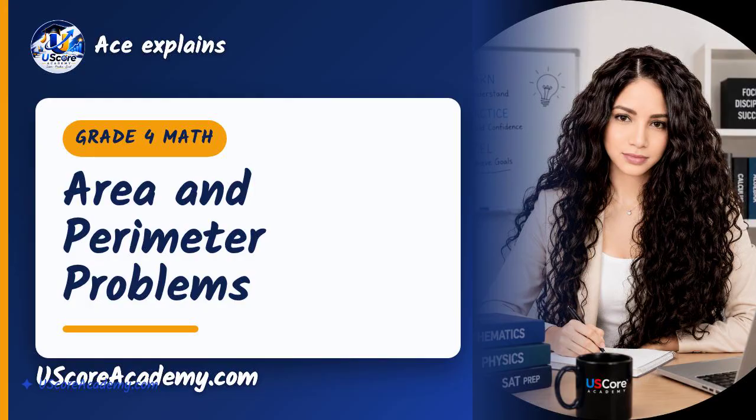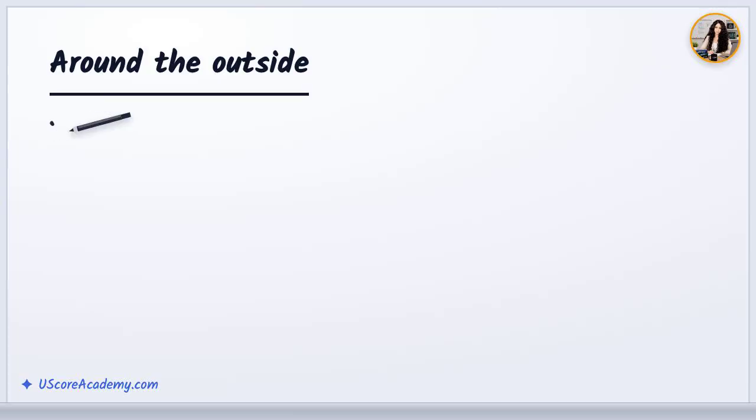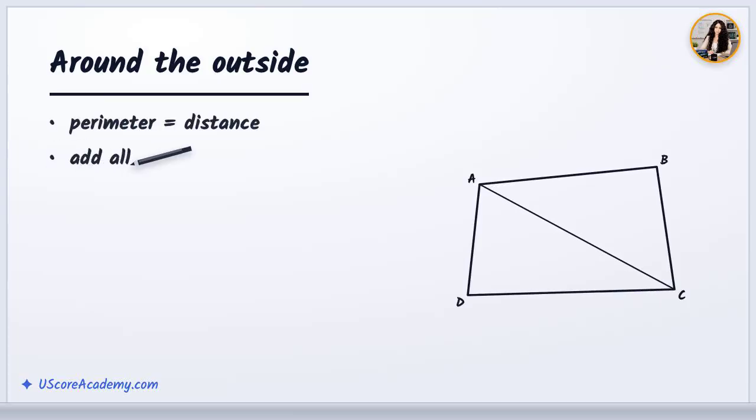Let's learn area and perimeter problems together, step by step. The perimeter is the distance all the way around the outside of a shape. To find it, we add up the length of every side. Think of walking around the edge of a garden.